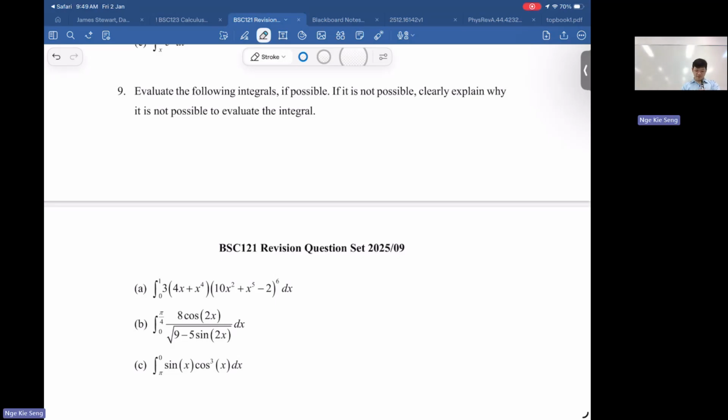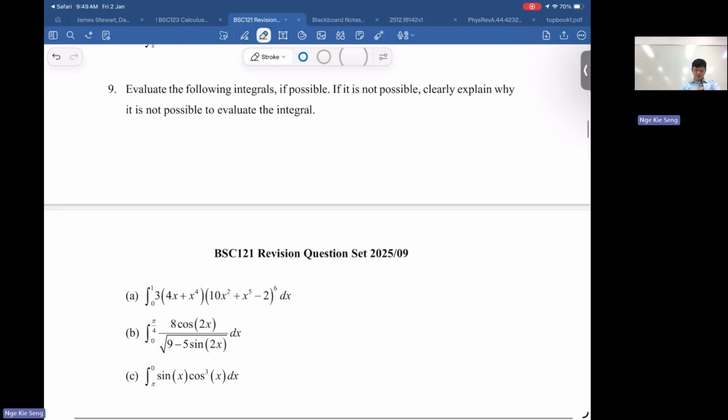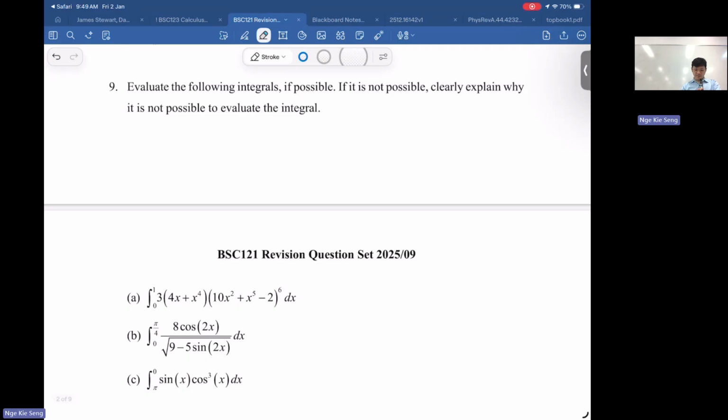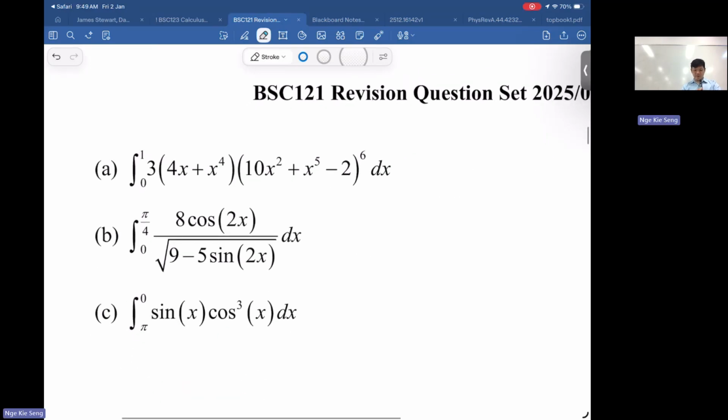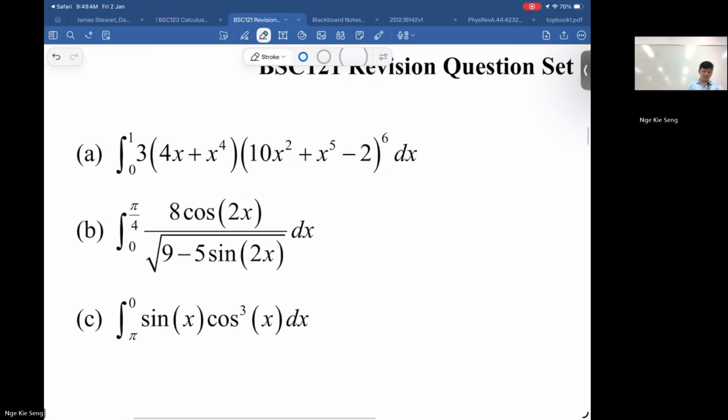9B. Okay. Evaluate the following integral if possible. If it is not possible, clearly explain why it is not possible to evaluate the integral. So we want to do 5B. This question has a double angle: 8 cos 2x over the square root of 9 minus 5 sine 2x, integrated from 0 to pi over 4.